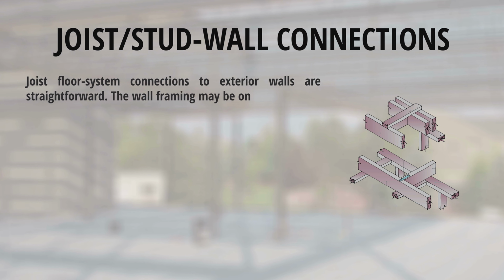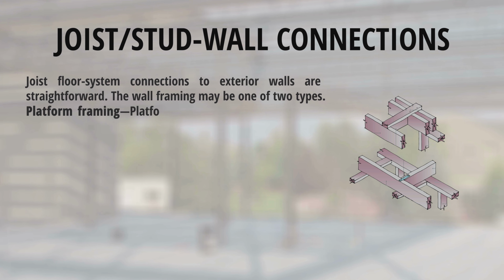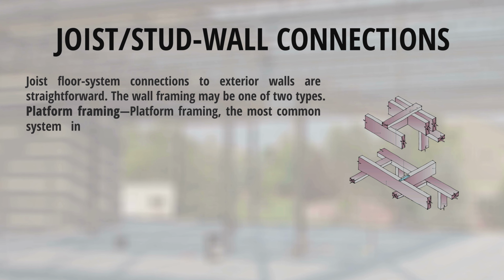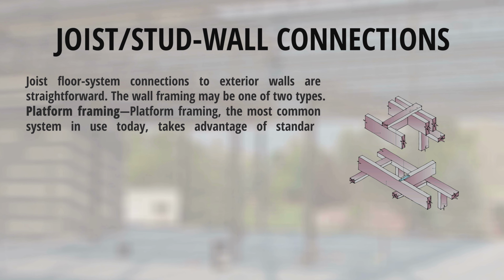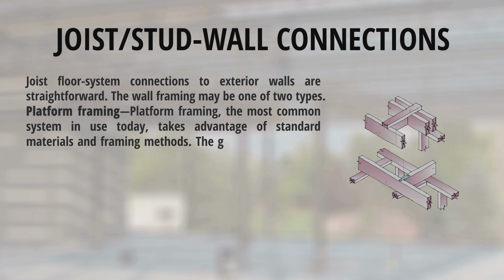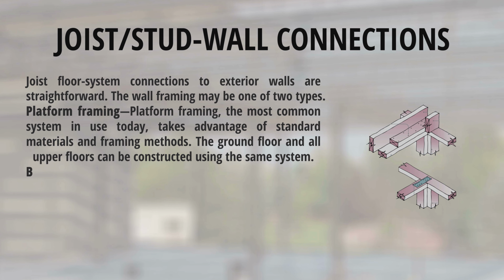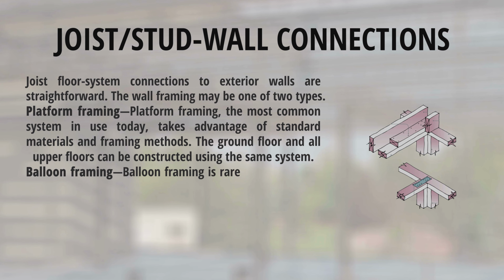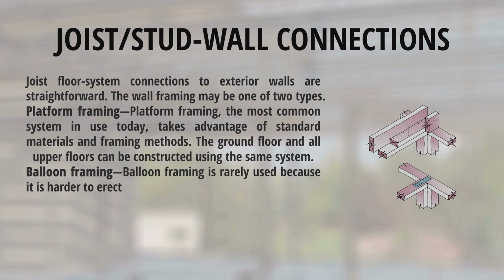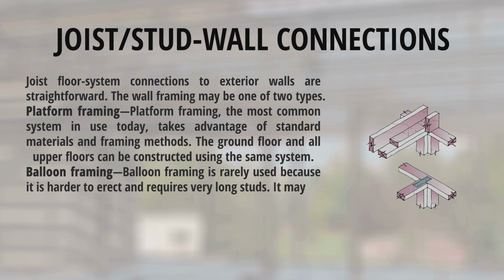The wall framing may be one of 2 types. Platform framing, the most common system in use today, takes advantage of standard materials and framing methods. The ground floor and all upper floors can be constructed using the same system. Balloon framing is rarely used because it is harder to erect and requires very long studs.